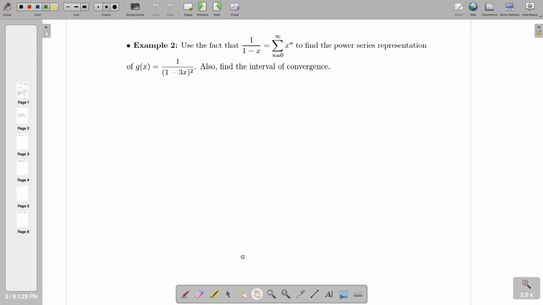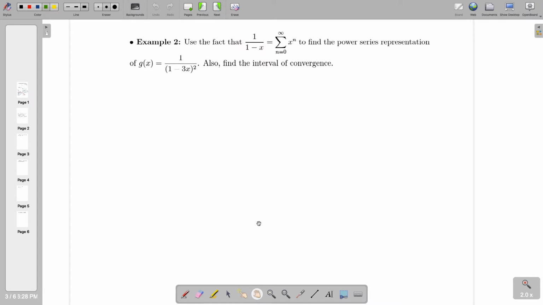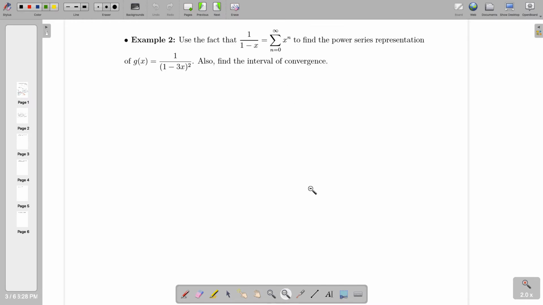All right, so in this example, we're going to see how this idea of taking a derivative can be really quite helpful to us. So we have this function 1 over the quantity 1 minus 3x to the second power. Now, we have used this template to figure out how to write functions that have an x squared in them as a power series, but it's a little bit different matter when we have the entire quantity squared. That's a little bit further from looking like this.